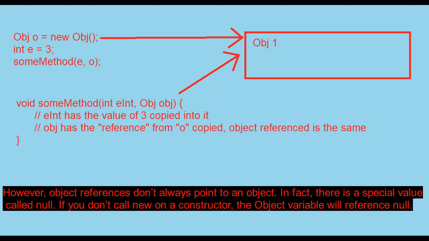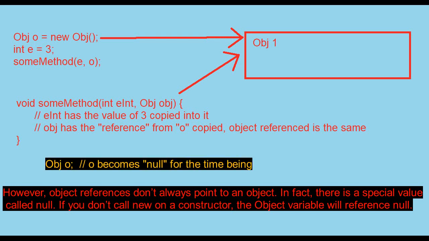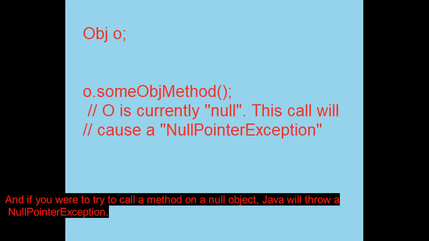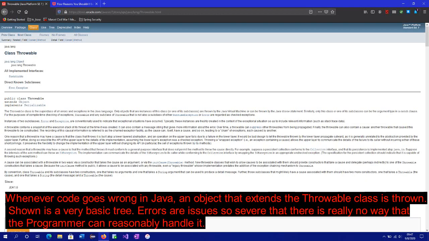However, object references don't always point to an object. In fact, there is a special value called null. If you don't call new on a constructor, the object variable will reference null. And if you were to try to call a method on a null object, Java will throw a null pointer exception. Whenever code goes wrong in Java, an object that extends the Throwable class is thrown.